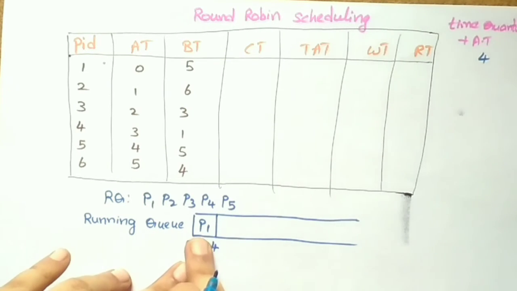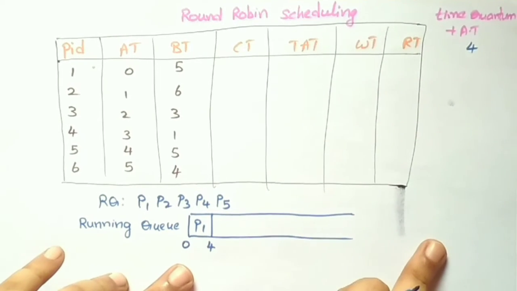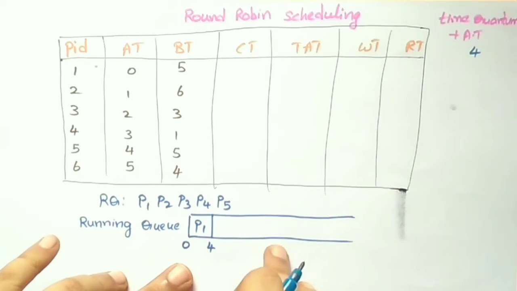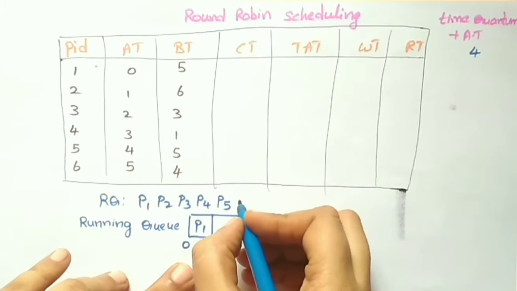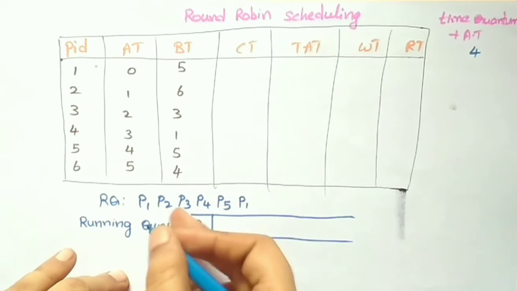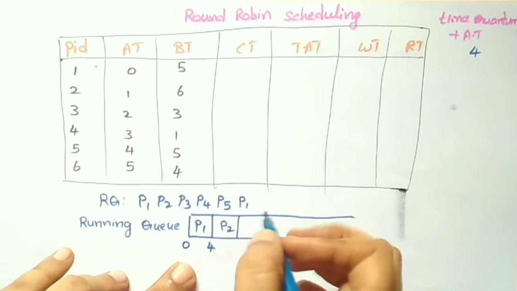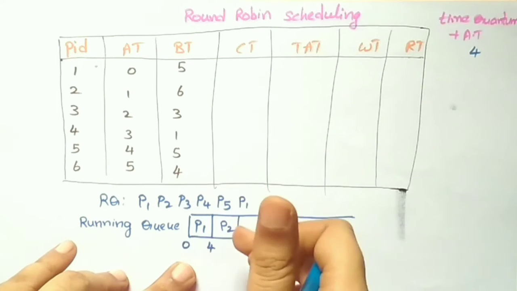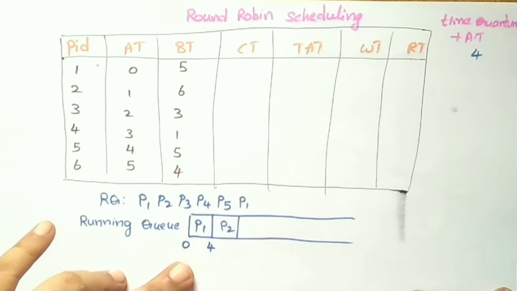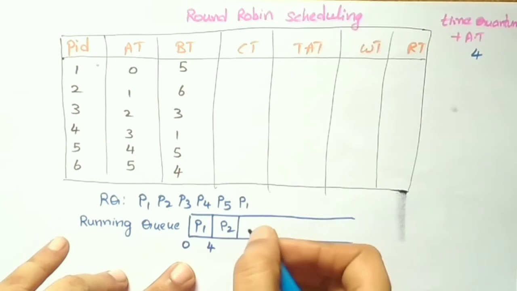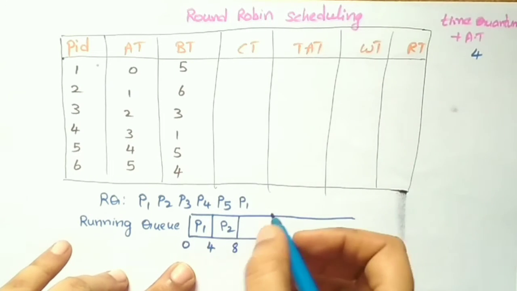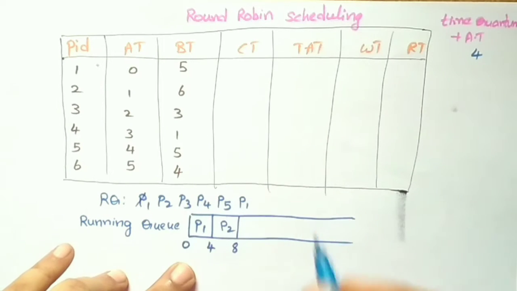Now P1 has completed its execution here, so it is swapped out by the CPU. P1 is swapped out and P2 is taken here. So the swap out and swapping, the context switching, is done here. P2 will execute for 4 units of time, that is up to 8. So here P1 is finished.